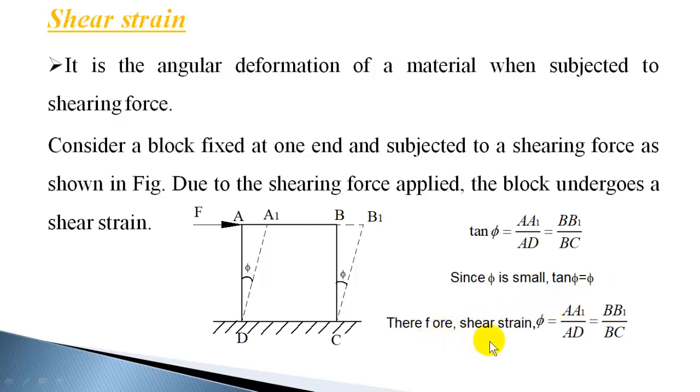So for shear strain, instead of tan phi, you can write phi. Phi is going to be AA1 divided by AD, or BB1 divided by BC. So shear strain phi you can calculate like this: AA1 divided by AD. So that is the shear strain induced in this case.